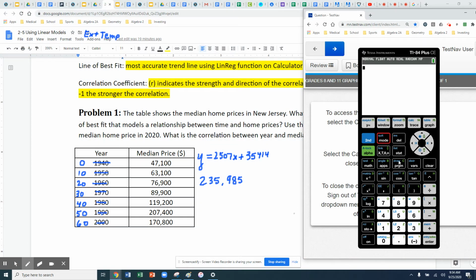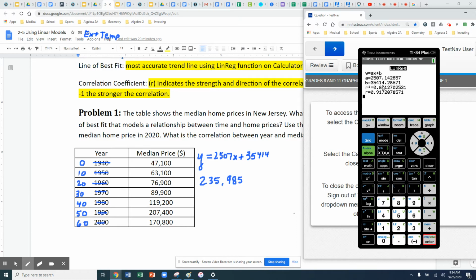The last thing we need to do is look at the correlation. So what is the strength and what is the direction? We're back at the main screen. I just hit second quit to get out of my table. If you hit the up arrow, you can go into the past of calculations you've made. So up in our history, there was the calculation we made, linear regression. Let's hit enter on that.